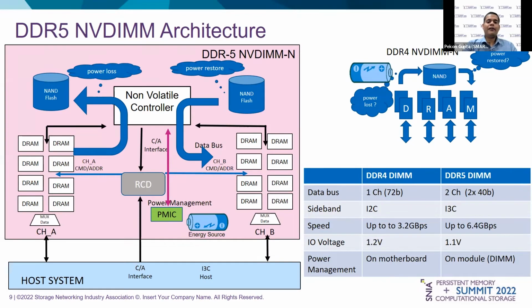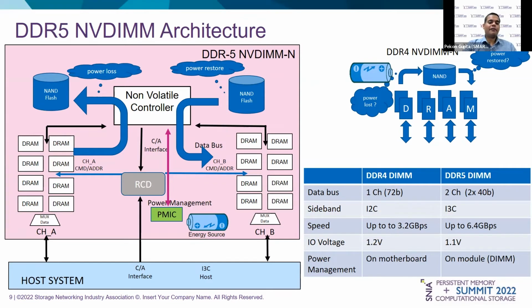But the biggest differences are on the IO voltage. The IO voltage for the DRAMs has been decreased from 1.2 volts in DDR4 to 1.1 volts in DDR5. This is very important for NVDIMM-N architecture because at lower voltages, you can supply more current, you can sustain longer durations and keep the data alive or transfer the data from DRAM to the NAND flash, which is what the NVDIMM-N architecture does during a power loss.